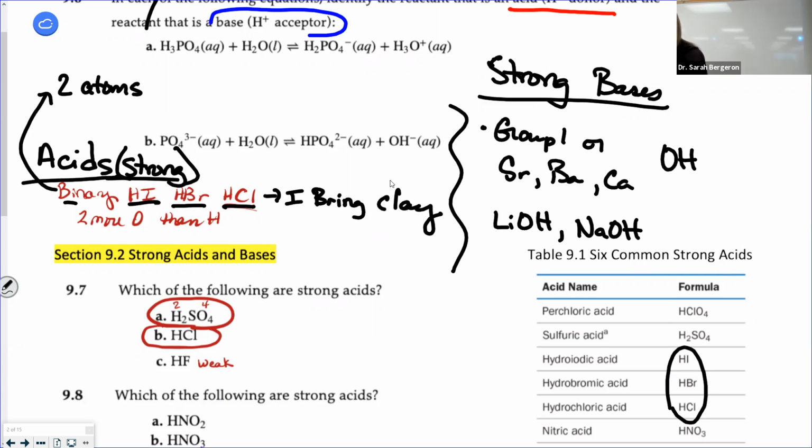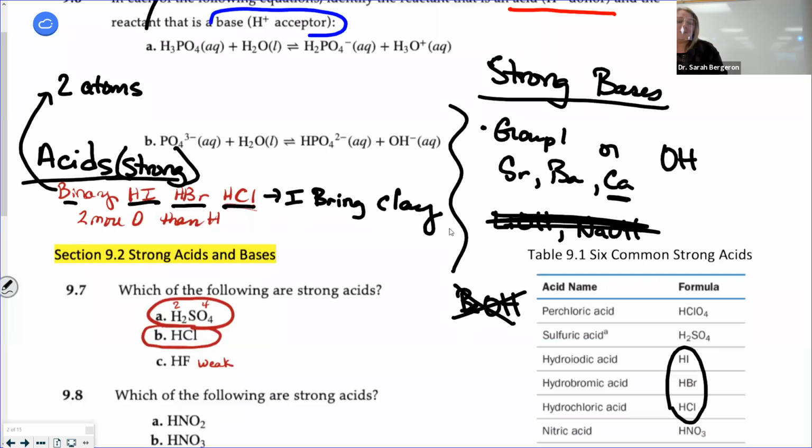When you get to group 2, would BeOH, beryllium hydroxide, be strong? Is it a group 1 or strontium, barium, or calcium hydroxide? No. So this would be what? That would be weak. Okay, how about MgOH, magnesium hydroxide? That would be weak. How about calcium hydroxide? Yes, strong, right? Because it's here in the list. Okay, make sense? So it's just one thing that you really have to remember with strong bases. Group 1, strontium, barium, and calcium.